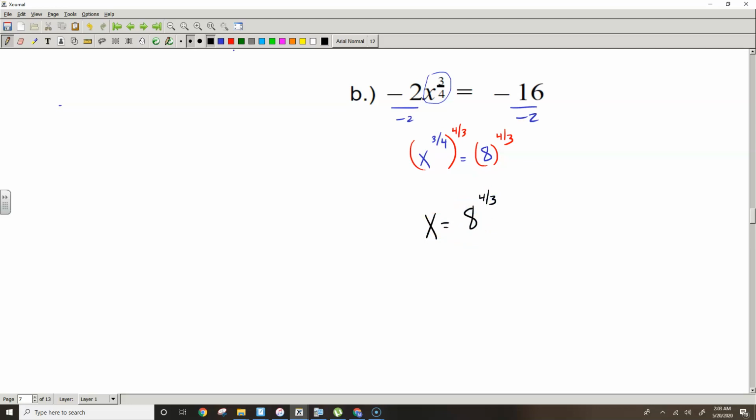And again, you should be able to tell me what that is without using a calculator, which is going to be 16. But you should write that out. This is the same thing as the cube root of 8, and then all raised to the 4th. The cube root of 8 is 2, and 2 to the 4th is equal to 16. So x equals 16 here.